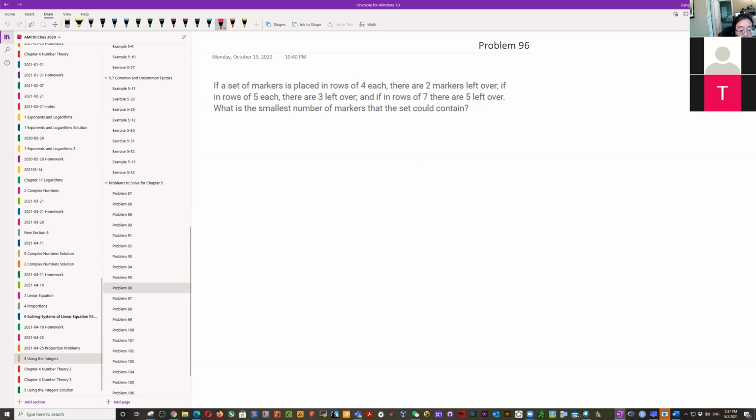If a set of markers is placed in rows of 4 each, there are 2 markers left over. If rows of 5 each, there are 3 left over. And if rows of 7, then there are 5 left over. What is the smallest number of markers that the set could contain? And this is a very, very typical modular math problem.